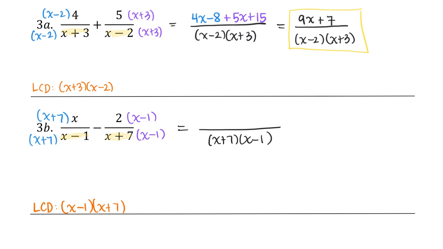I'm going to distribute the numerator. I'm doing x times x and x times 7. So that is x squared plus 7x. Now I'm minusing the 2, so I'm distributing minus 2. So that's minus 2x, and minus 2 times minus 1 is positive 2. Let me simplify the numerator. I have x squared, 7x minus 2x is 5x.